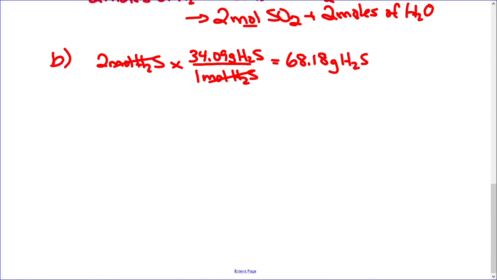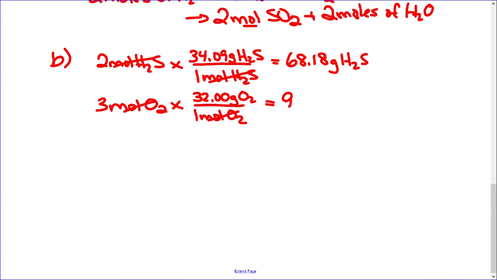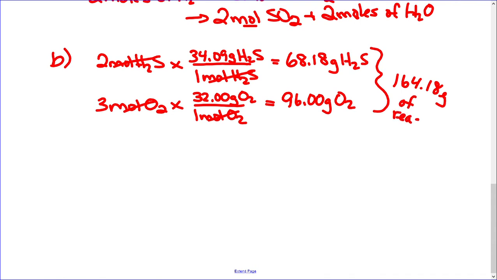Now I'm going to go through the same kind of process with each one of them. So 3 moles of O2, same thing here, 1 mole of O2 has a molar mass of 32.00 grams of O2 because it's 2 oxygen atoms, each one is 16. The moles of O2 are going to cancel, and I'm going to get 96 grams of O2. Okay, those are my reactants. And so together, if I were to add these up, I'm getting 164.18 grams of reactants.